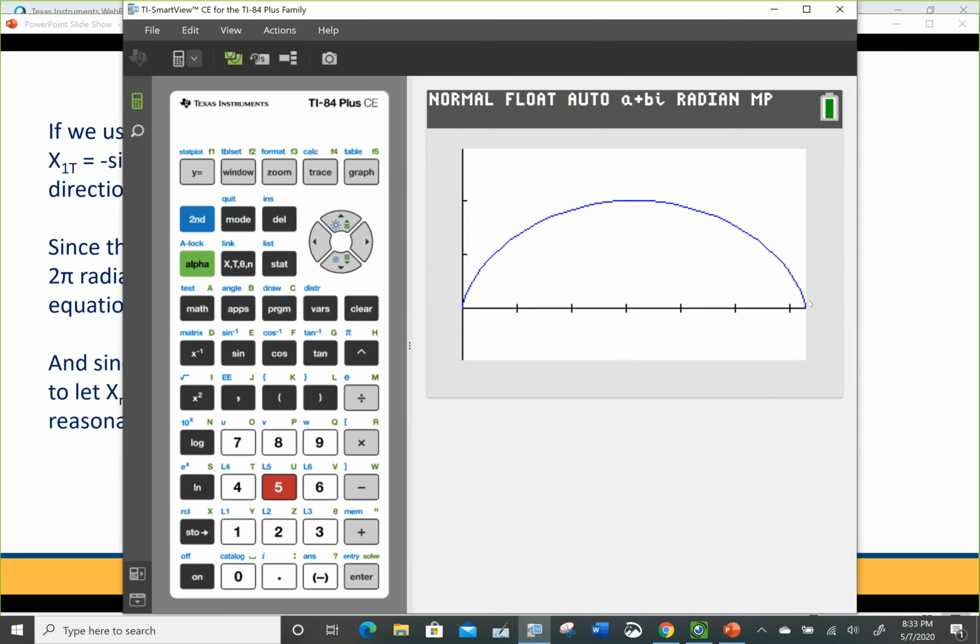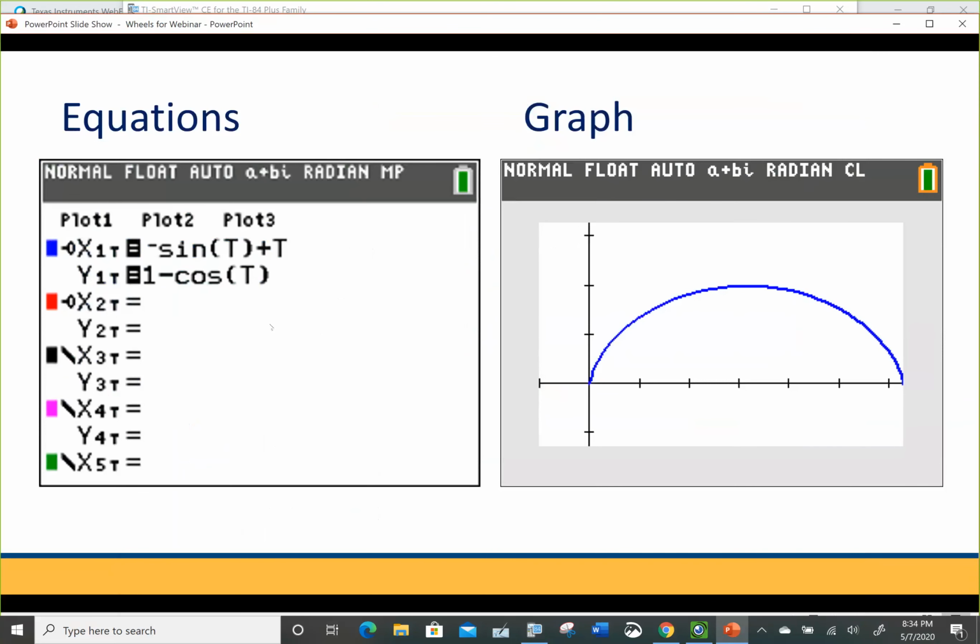Yeah, I think it is. The technical term is a hypocycloid. Here's the equation, negative sine t plus t. And the y is 1 minus cosine t, and that's the figure we get. I think it is too.